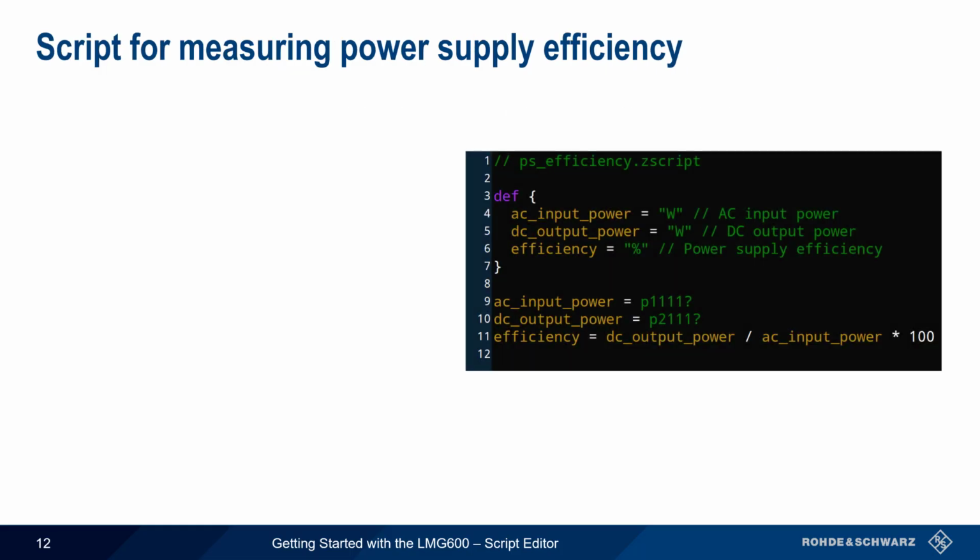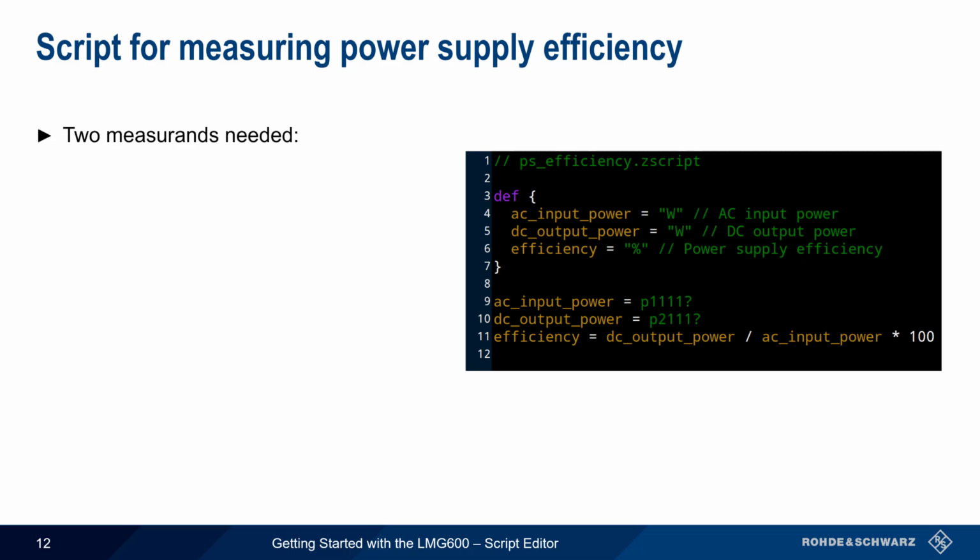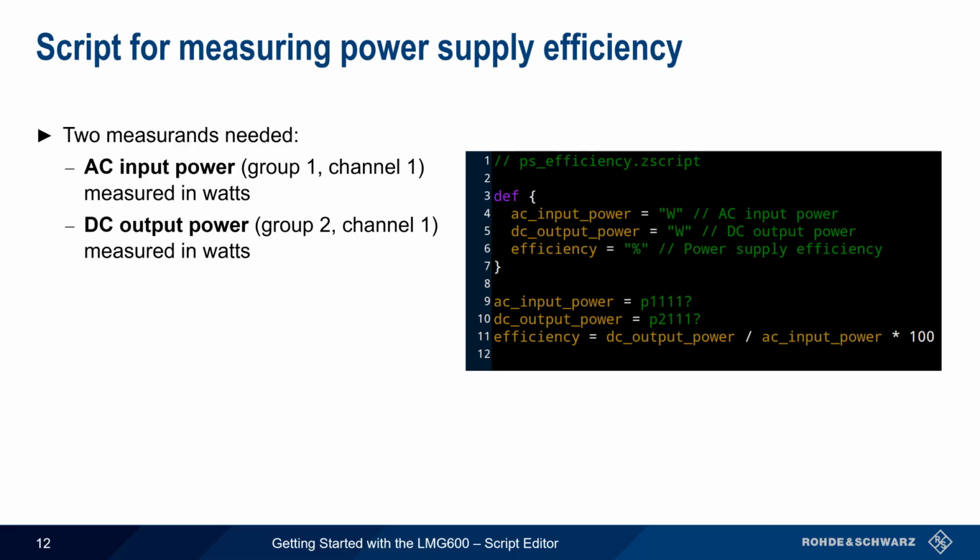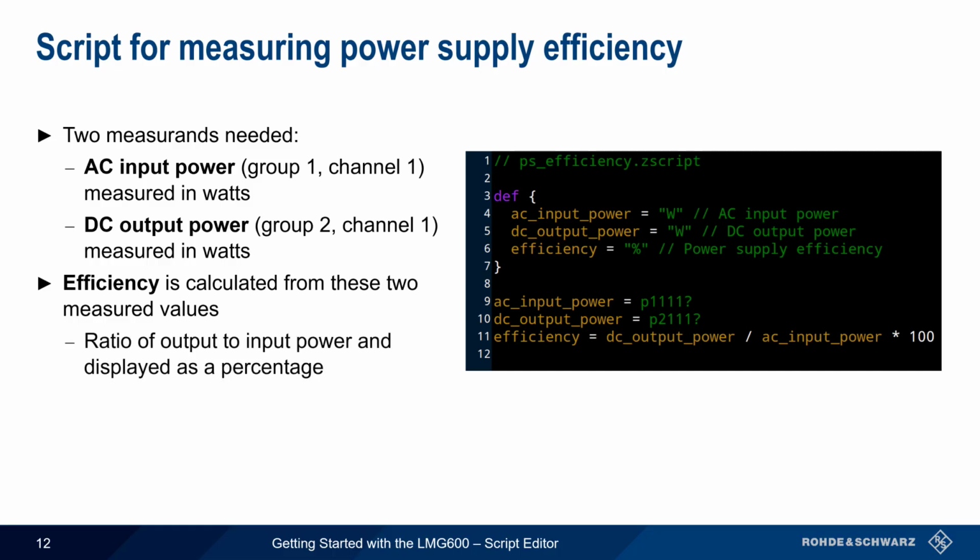So our script for measuring efficiency requires two measurands, the AC input power, measured in watts, and the DC output power, also measured in watts. We assign the measured values of these quantities to their respective variables. Efficiency is calculated from the ratio of these two measured values, and will be displayed as a percentage. Note that here we're using def in order to display these public variables with appropriate units.